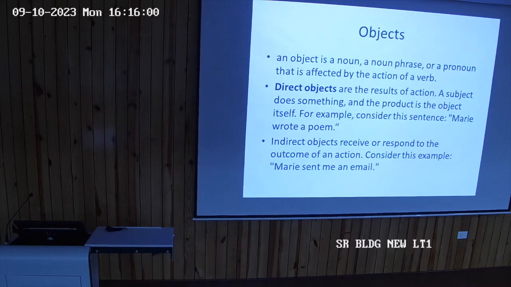So, direct objects are directly associated with the action of the verb, and indirect objects receive the action of the verb. Direct objects are the result of the action. The subject does something and the product is the object itself. For example, Mary wrote a poem. Alright? So, what is the verb here? Wrote, yeah, I mean, first अगर हम इसकी form को consider करते हैं, writing is the verb. To write is the verb. And what is affected by that action? Poem. Alright? So, Mary is writing a poem in this sentence.